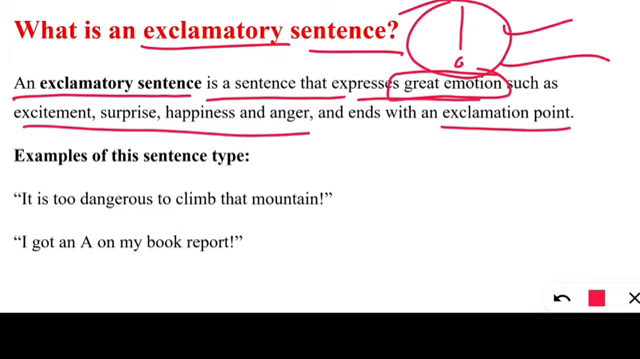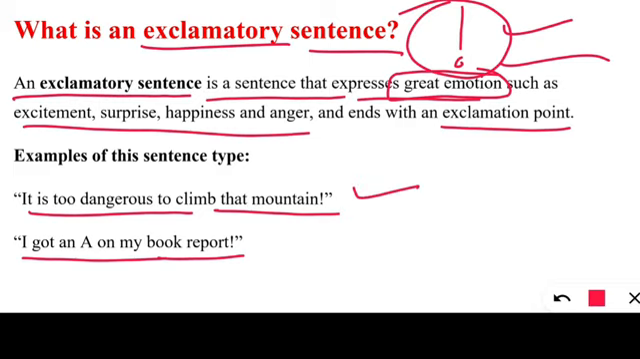Okay, it's too dangerous to climb the mountain. I got an A on my book report. So here we find danger, which is showing concern. Then here we find excitement and happiness, because he got an A in his report card. So this is an exclamatory sentence.